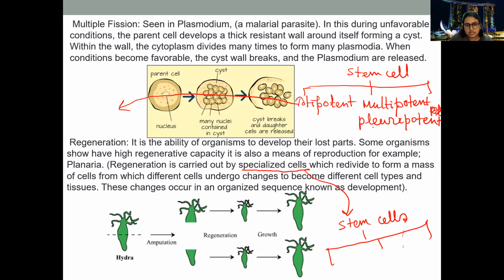I will erase all this; this writing will not be in my PPT, so I will discard the changes. So if you really want to write it down, you can note it. Totipotent means these stem cells can develop into a full organism. So they are called totipotent.